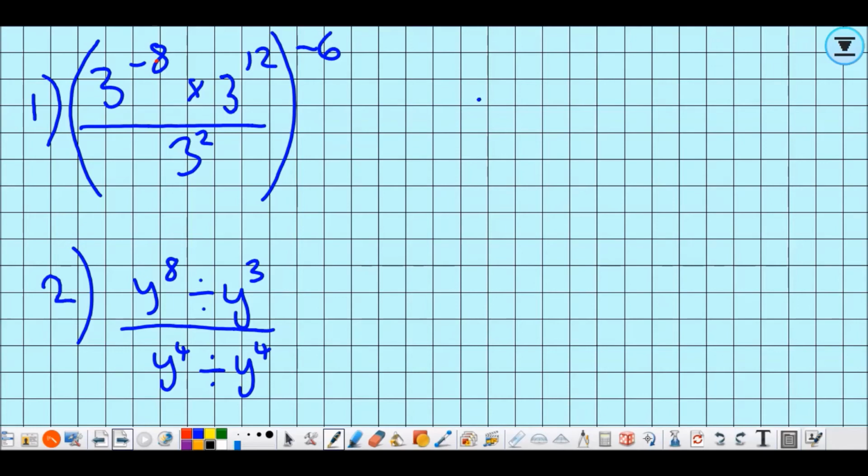So let's do the numerator. We've got 3 to the negative 8. It's times in, so I'm going to add the power to 3 to the power of 12. If I do that, I'm going to end up with 3 to the power of positive 4. So that top line, the numerator, simplifies to 3 to the power of 4.